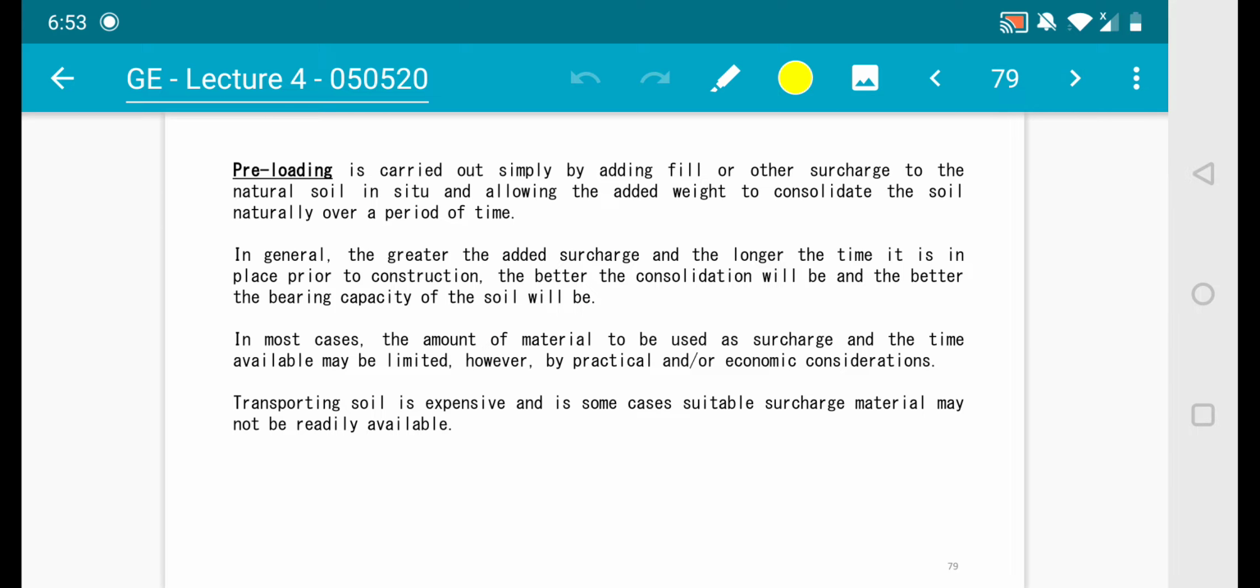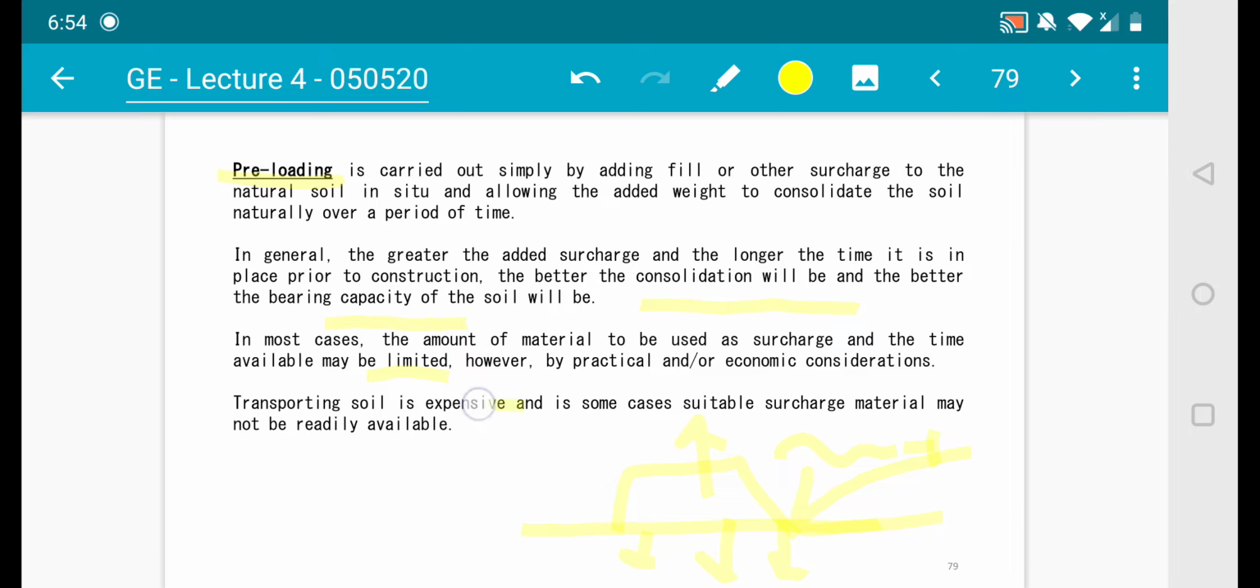Preloading is carried out simply by adding fill or other surcharge to the natural soil in situ and allowing the added weight to consolidate the soil naturally over a period of time. In general, the greater the added surcharge and the longer the time it is in place prior to construction, the better the consolidation will be and the better the bearing capacity of the soil will be. In most cases, the amount of material to be used as surcharge and the time available may be limited, however, by practical or economic considerations.